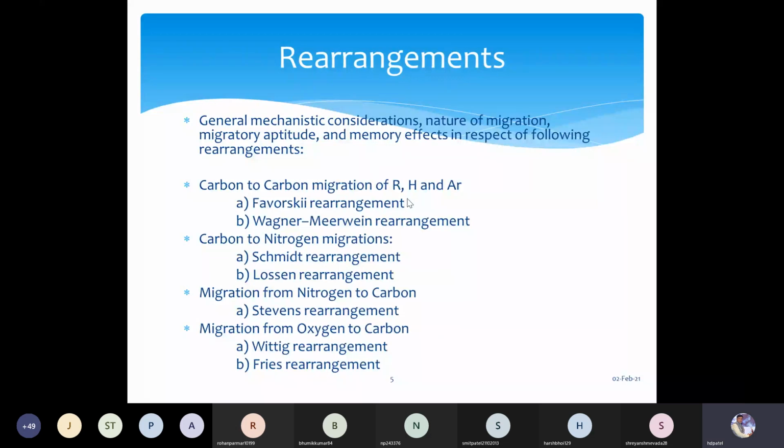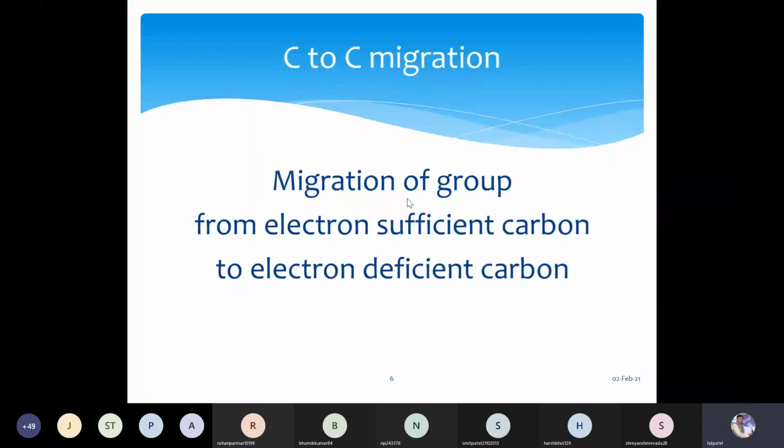So we are going to start with the first reaction, that is called the Favorsky rearrangement. Then subsequently, we will move further. Now, the Favorsky rearrangement is related to C2C migration. As I said, migration of the group from an electron sufficient carbon to an electron deficient carbon. Here, electron deficient carbon means, I think you have an idea, which kind of migration may take place.